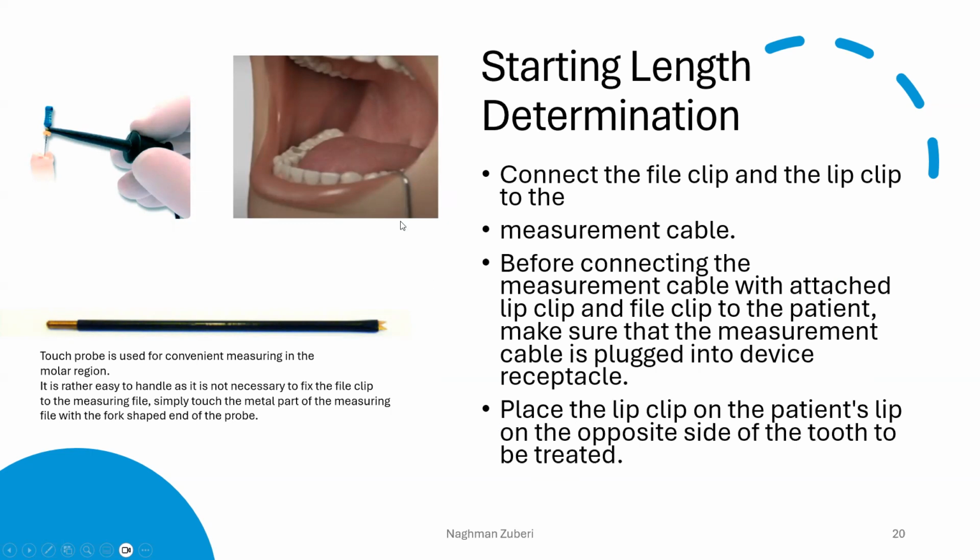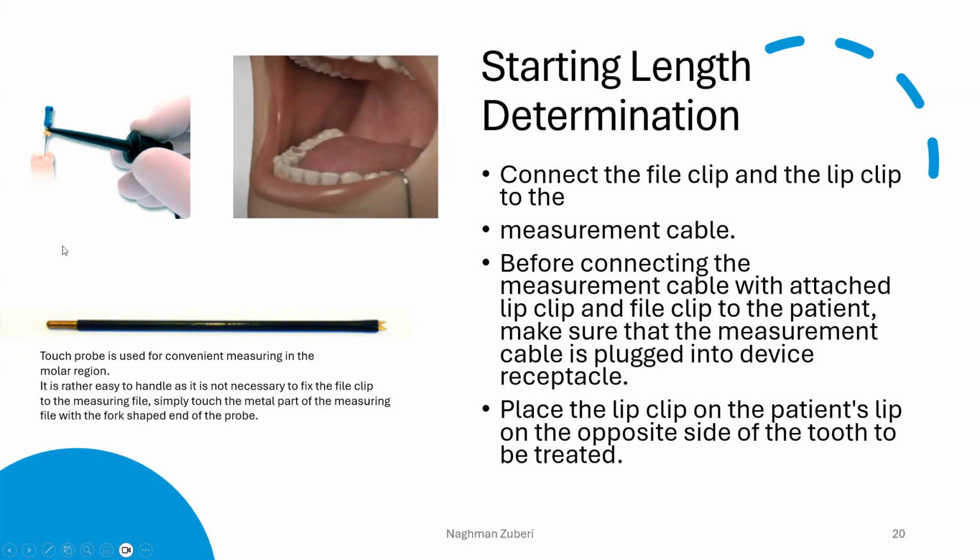Place the lip clip on the patient's lip on the opposite side of the tooth to be treated. Say, for instance, we are treating this tooth, so the lip clip will be placed on the opposite side. And the file clip is going to be attached directly to the metal.